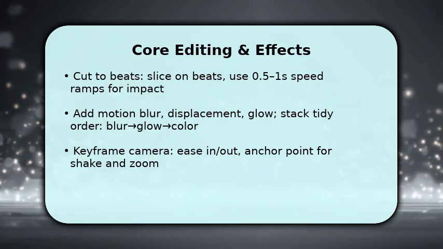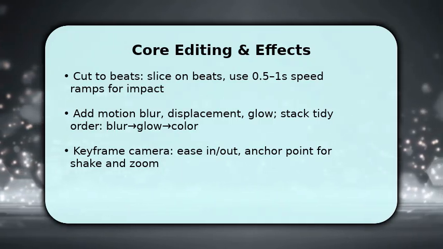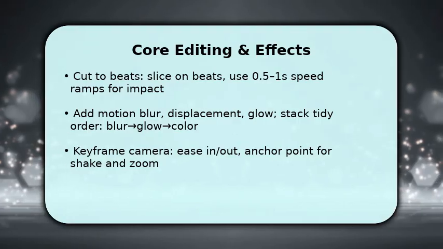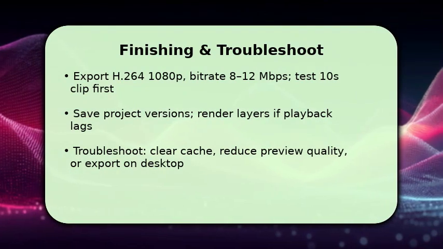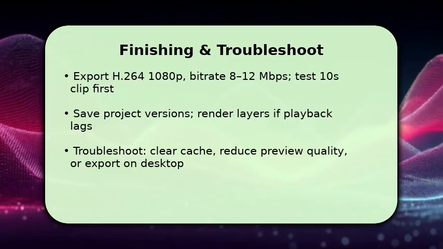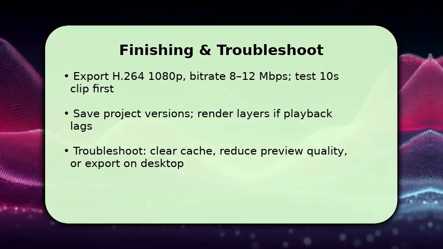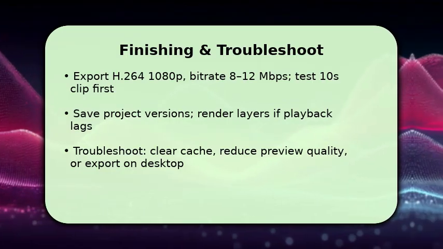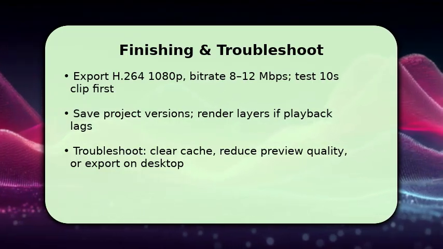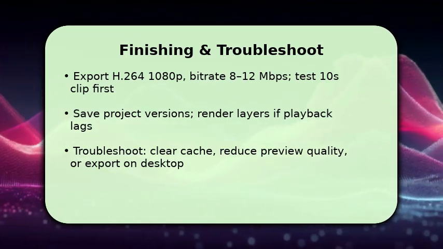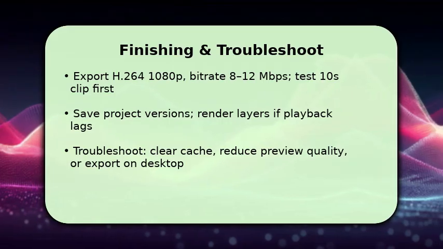To finish, color grade for contrast and punch, sync final audio hits, then export as H.264 1080p with 8-12 Mbps for platform-friendly quality. Save incremental project versions before export. That protects against corruption. If playback stutters, render problem sections or reduce preview quality to speed editing.